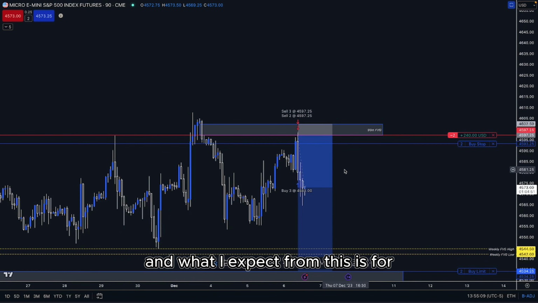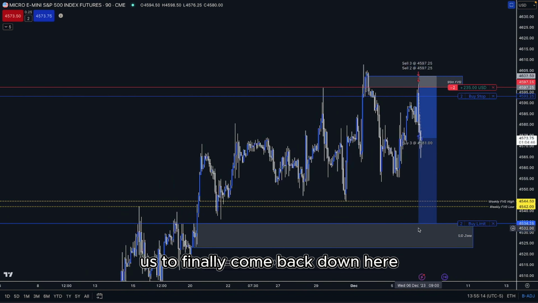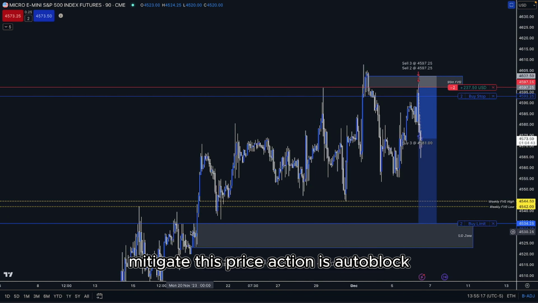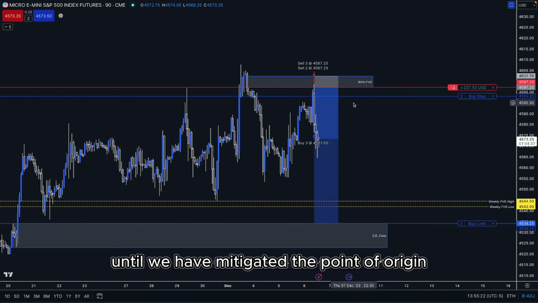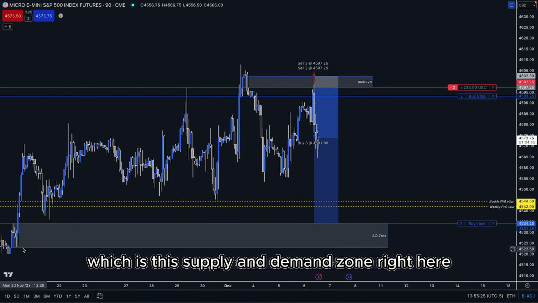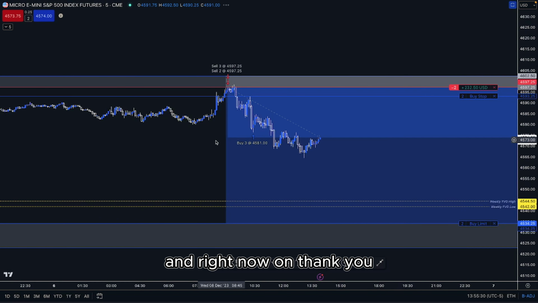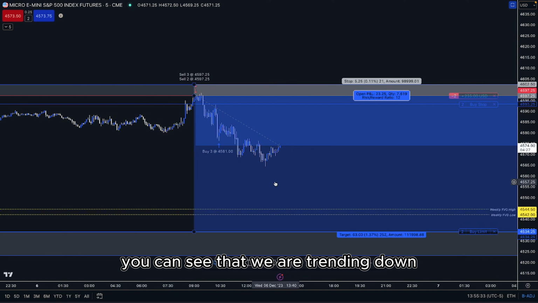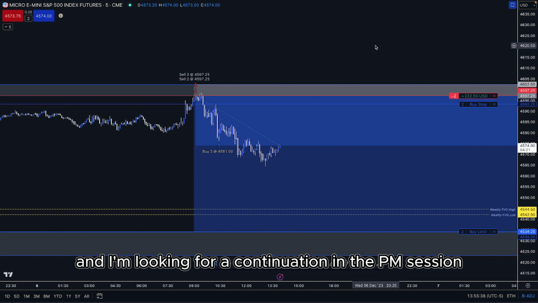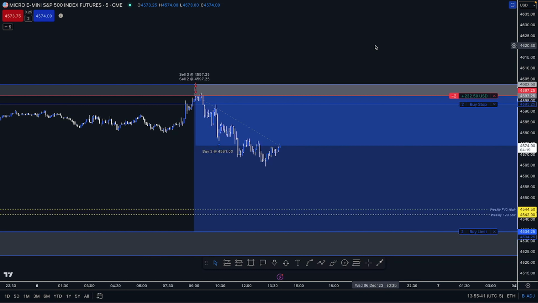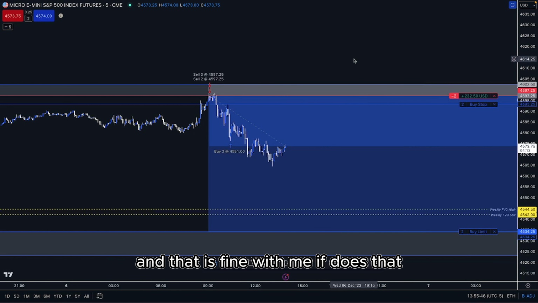And what I expect from this is for us to finally come back down here, mitigate this price action, this order block, and finally go higher, because we cannot go higher until we have mitigated the point of origin, which is this supply and demand zone right here. So that's what I did, and right now on NQ you can see that we are trending down. It is currently around 2 p.m. And I'm looking for a continuation in the PM session to take us lower. This is a trade that can last until tomorrow, and that is fine with me if it does that.